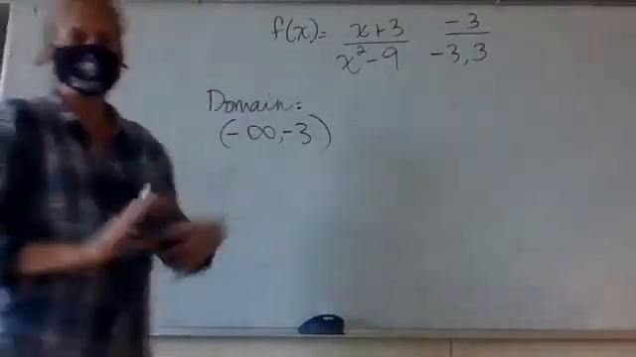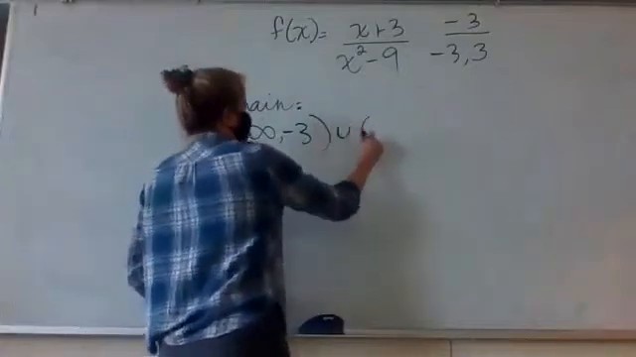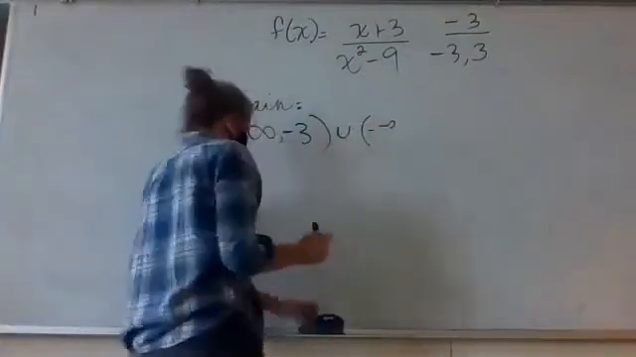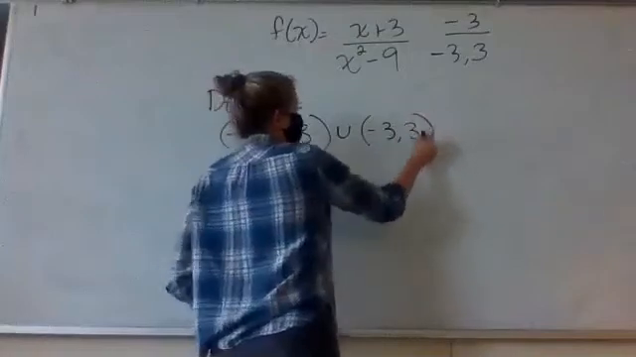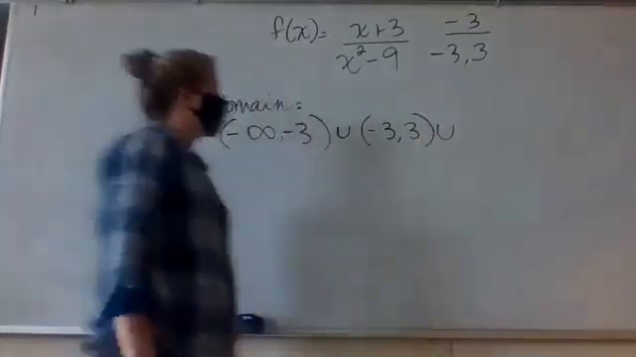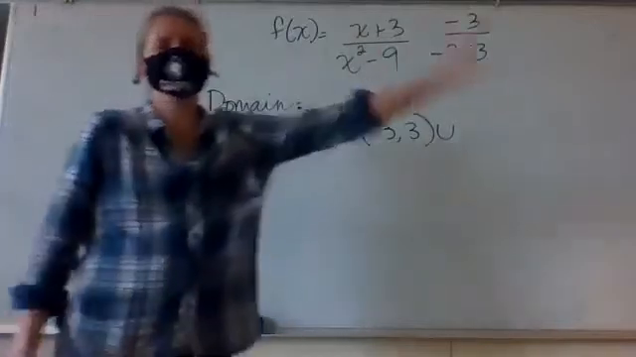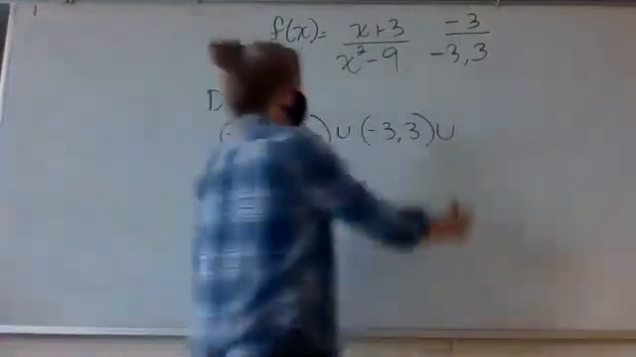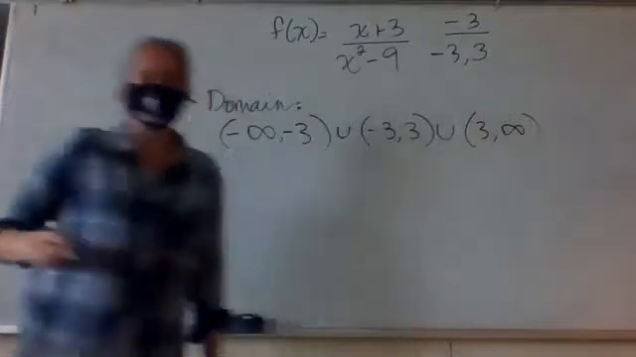Now I want to include the numbers between -3 and +3, so that it takes into account all those. Now, who do I have left to include? All the numbers above 3. So from 3 to infinity. So there's your domain.